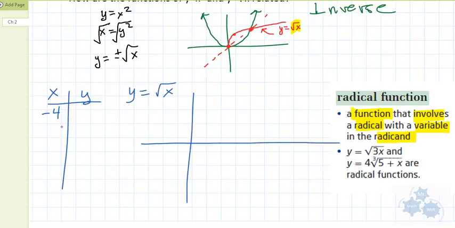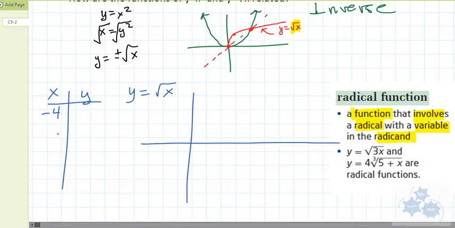Do you see a problem with this input variable? It's a negative, right? And so the problem is that if you take the square root of -4, your calculator is going to be upset with you. It's going to say error or some other kind of message saying, what do you think you're doing? We can't do this.